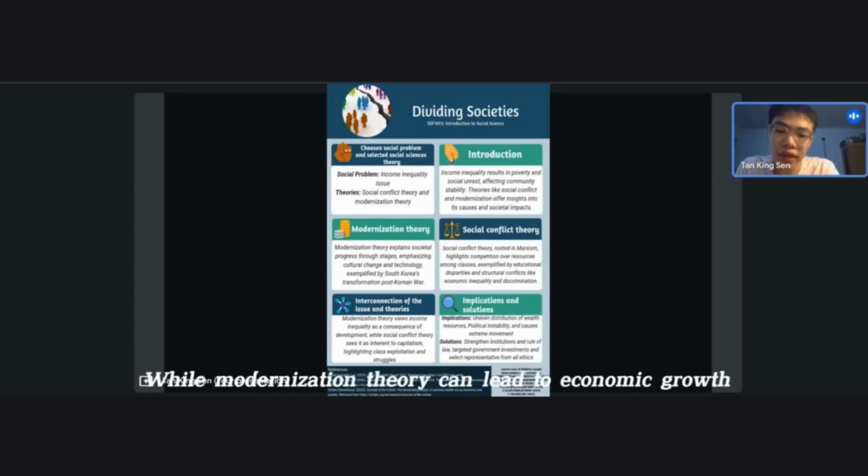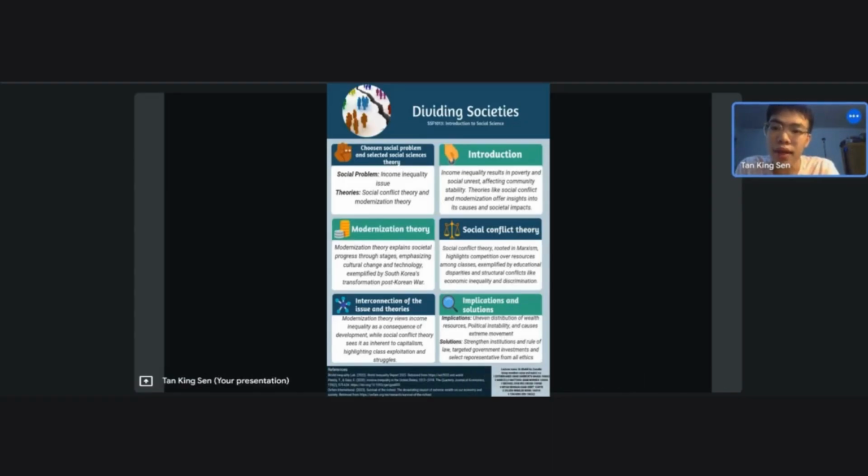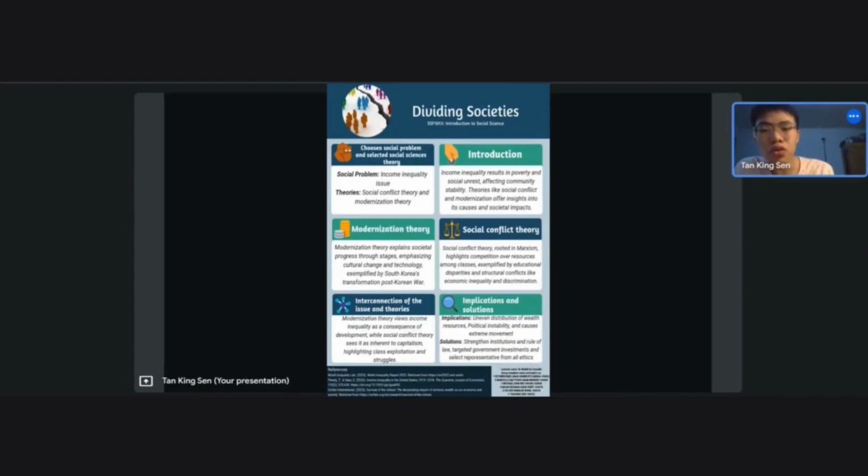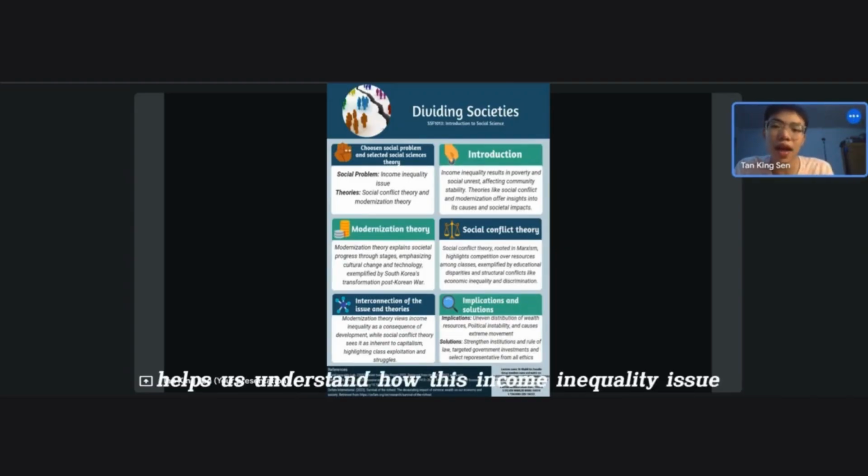While modernization theory can lead to economic growth, it can also cause division between social classes, which is then analyzed by social conflict theories as a type of exploitation. In conclusion, these three concepts are interconnected in that modernization theory can lead to economic growth, but may also cause income inequality issues. Social conflict theories help us understand how these income inequality issues are perpetuated because of the struggles between different social classes.